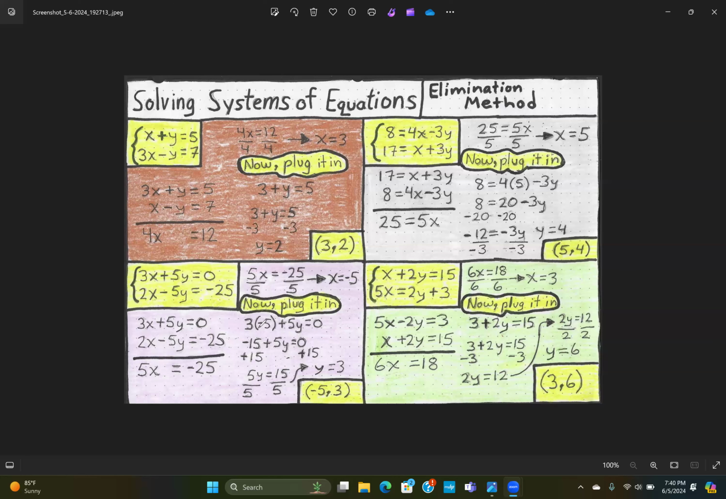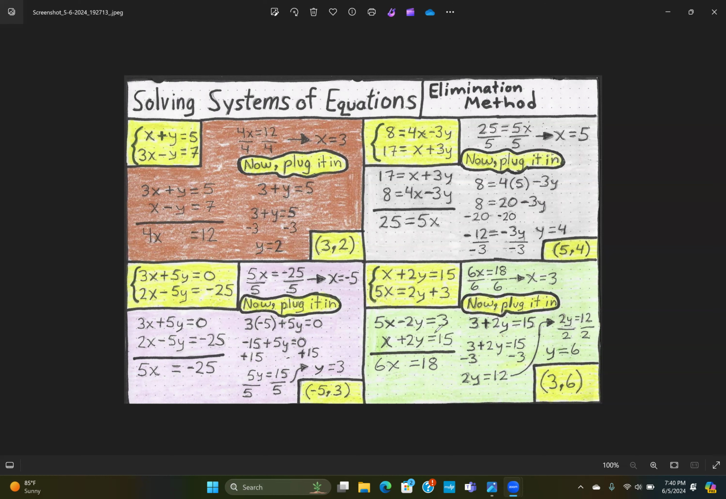So 3 times negative 5 plus 5y is equal to 0. Negative 15 plus 5y is equal to 0. Add 15 to both sides, and we have 5y is equal to 15. Divide both sides by 5, and you get y is equal to 3. And so our solution is (negative 5, 3). That's our solution to our third system of two equations.